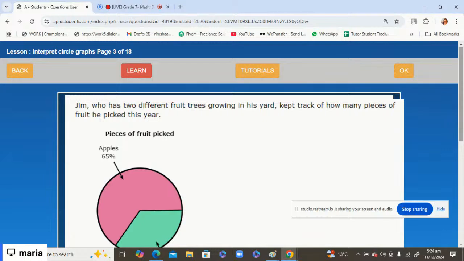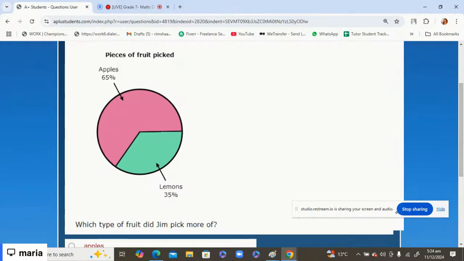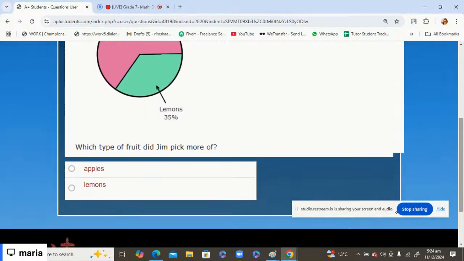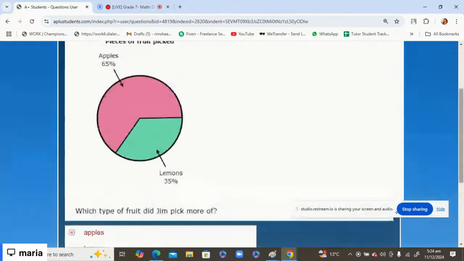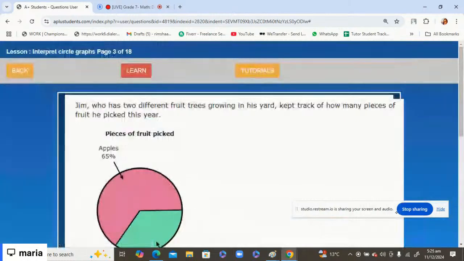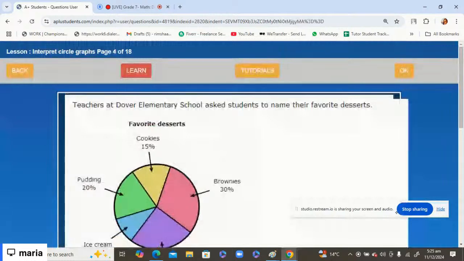Jim, who has two different fruit trees growing in his yard, kept track of how many pieces of fruit he picked this year. Pieces of fruit picked: apple 65% and lemon 35%. Which type of fruit did Jim pick more of, apples or lemon? More of is apples, because 65% is greater as compared to the other one.